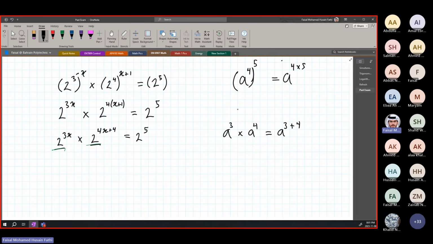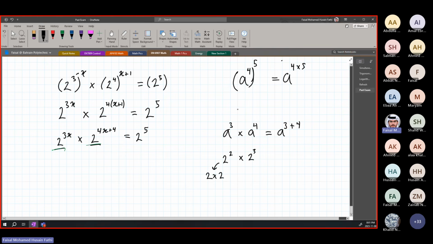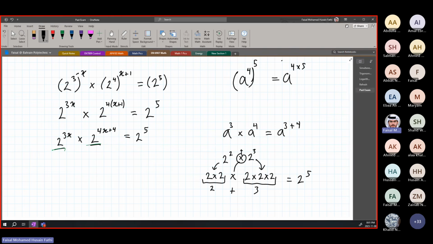If you want me to explain why, let's take a number example. Let's take 2 squared times 2 to the power of 3. This is like saying 2 times 2 for this part, times 2 times 2 times 2 for this part. So what is this saying? Whatever power you have here, you have 2 of them, and here you have 3 of them. If we add them, this is like saying we have 2 to the power of 5. That is why you can simply add the powers for the same base.